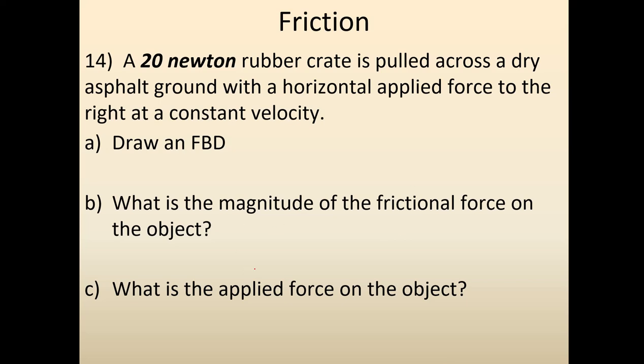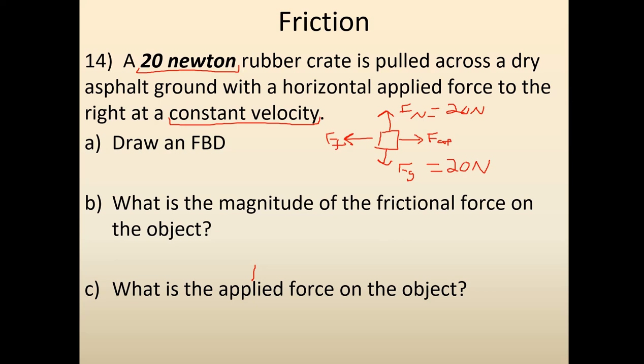All right. So here they want us to draw an FBD. Again, we have the force of gravity pulling it down. It says that the crate is 20 newtons. The unit is newtons, so I don't have to do anything with that. I just plug it in as 20. There's an Fn going up, because again, it's on a flat horizontal surface. There's an applied force to the right. There's a frictional force to the left. And it's constant velocity, which means forces are balanced. So I have my FBD drawn.